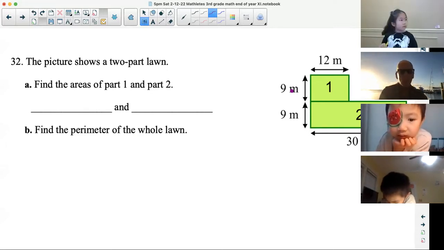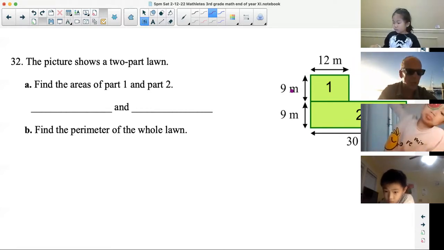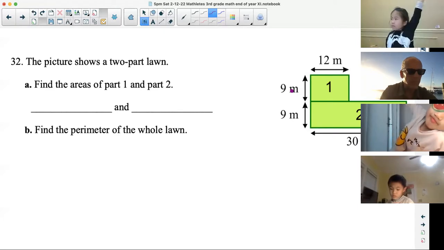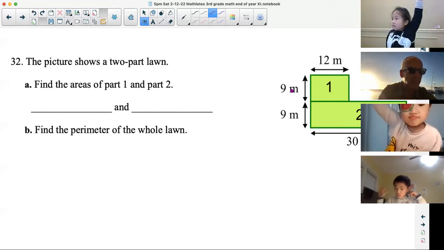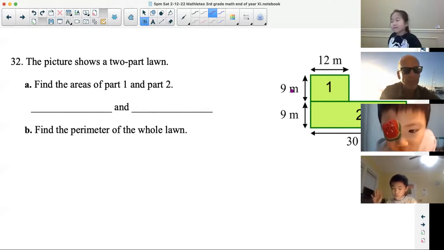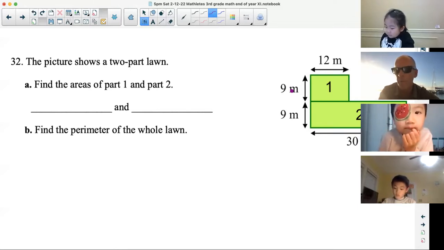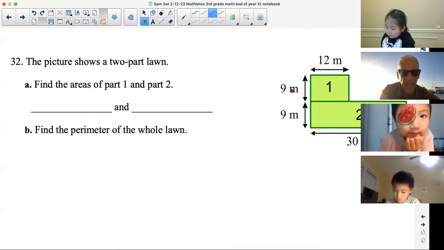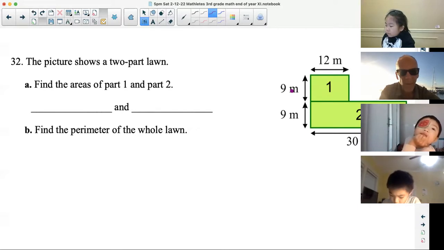All right. Who wants to tell me the area of part 1 and the area of part 2? All right, we've got Eleanor's hand up. I've got Jason's hand up. Let's start with Jason F, and then we'll go with Eleanor and then Jason B. Jason F, can you give me the area of part 1, please? And Eleanor, I'm going to ask you for the area of part 2.